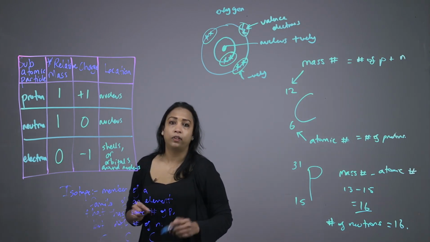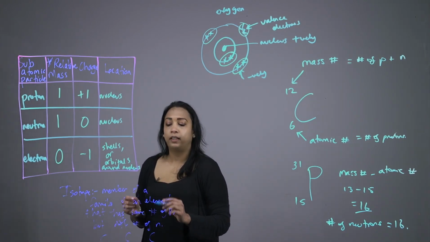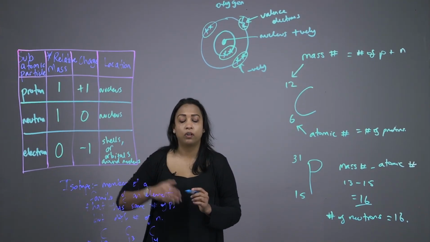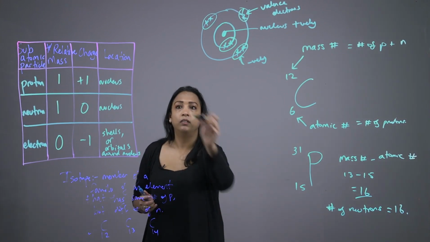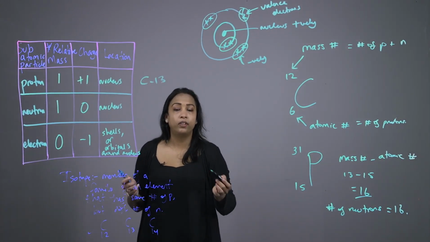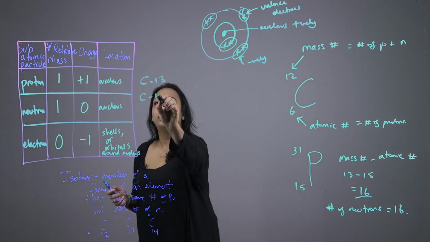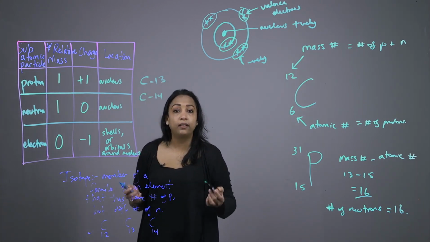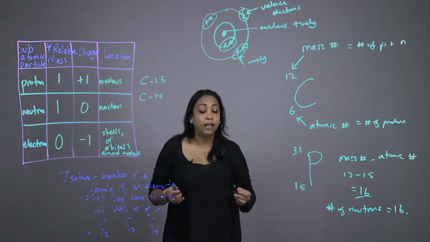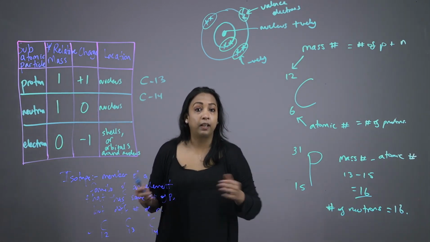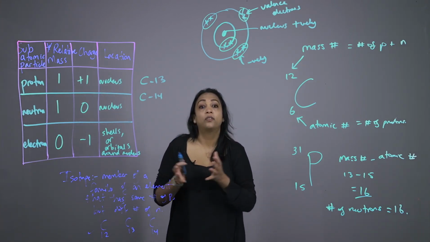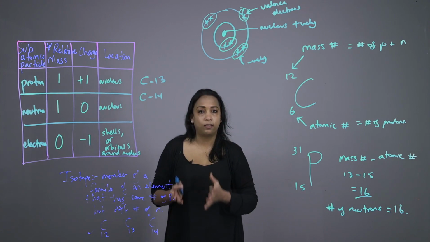We're all accustomed to carbon-12, which has 6 protons and 6 neutrons. Carbon-13 has 6 protons and 7 neutrons. Carbon-14 has 6 protons and 8 neutrons. So these are all isotopes of carbon. Now that does not mean that they belong to a different element. They're all still carbon. The element is determined by the atomic number, and the atomic number here is the same.